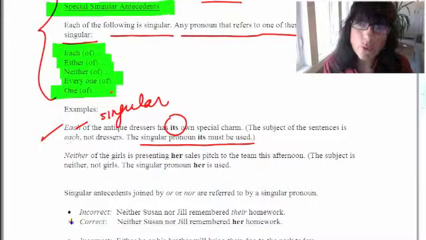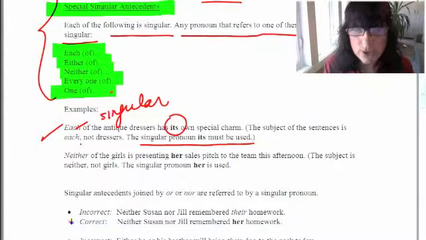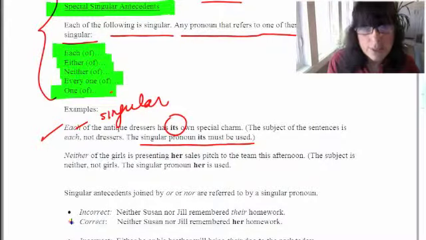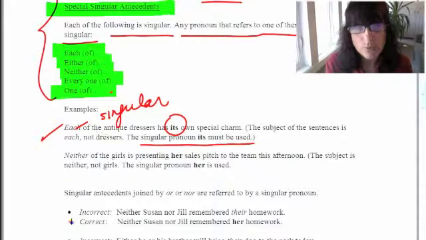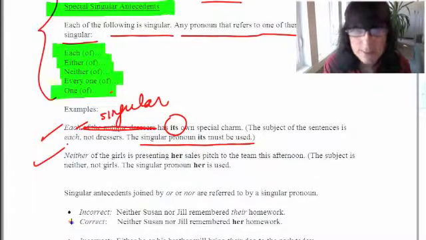Now, if you're uncertain how to pick out the subject, or why each is the subject and not dressers, you should review the video on how to pick out subjects in a sentence, because it's very important that you understand what the subject of the sentence is in order to have grammatically correct sentences. A subject of the sentence is never in a prepositional phrase. So of the antique dressers is a prepositional phrase, so the subject isn't there.